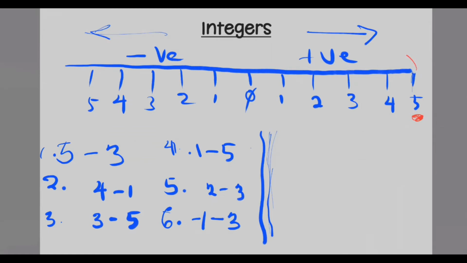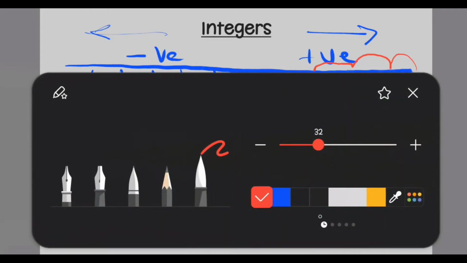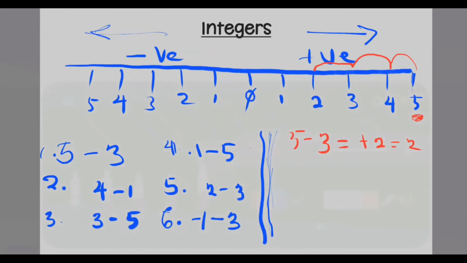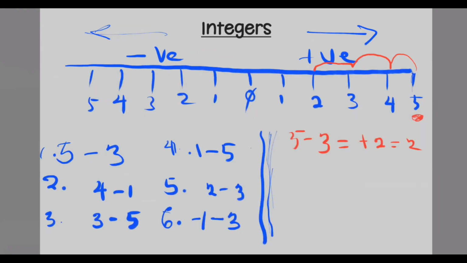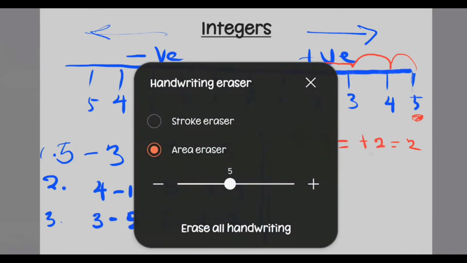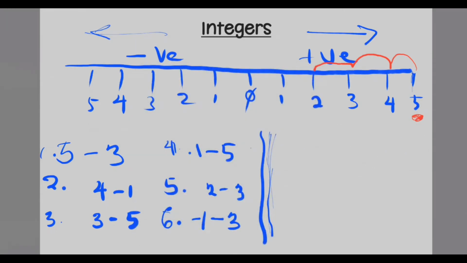So let's count. 1, 2, 3. So when we go to the left by 3 points, what do we have? We have plus 2. That tells me that 5 minus 3 is equal to plus 2, which is the same thing as 2. I'm going to change this to black so it's even better to see. Let me take this off and rewrite this. That way we can see it better. So that means that 5 minus 3 is equal to 2.